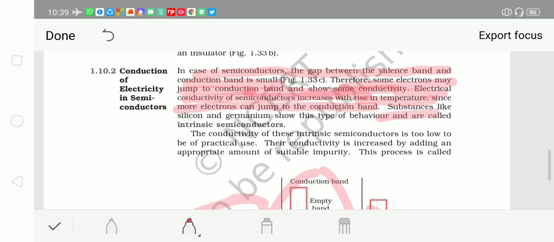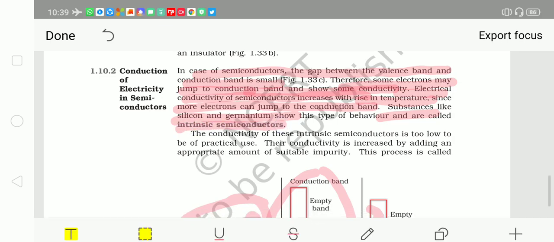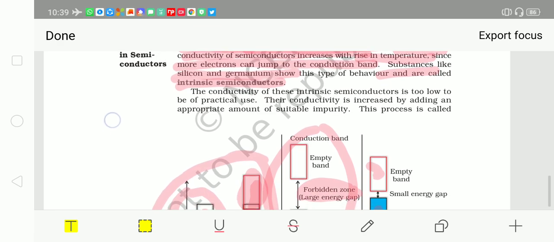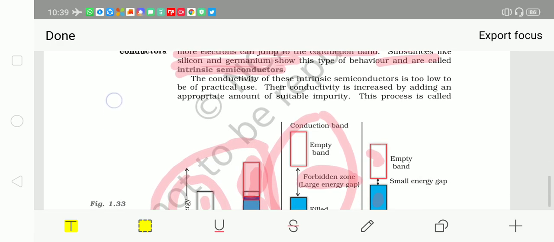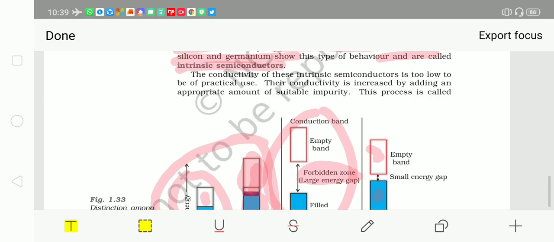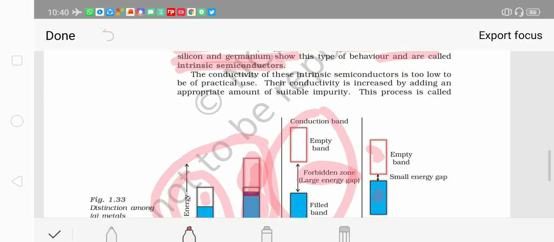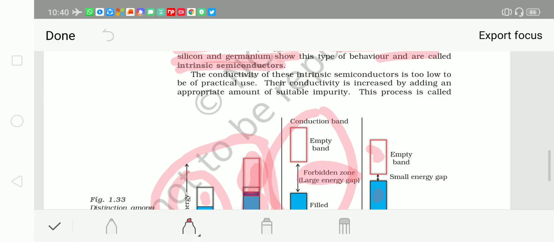So the basic examples are silicon and germanium, because they are 14 group elements and they are termed intrinsic semiconductors. So intrinsic semiconductors are only silicon and germanium, or you can say 14 group elements, but the conductivity is not very high. The conductivity of these intrinsic semiconductors can be increased with the help of introducing some kind of impurity, and this process of adding impurity is termed doping.